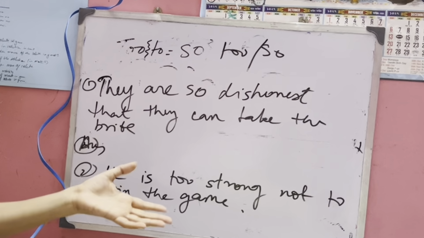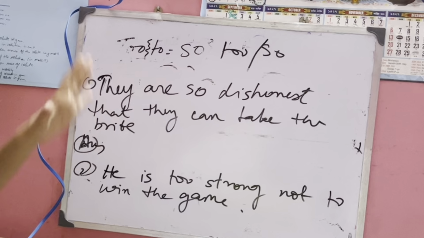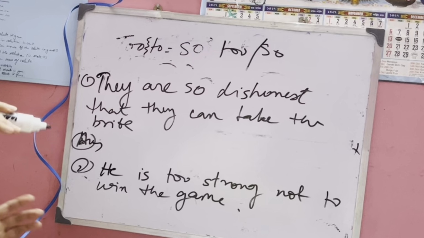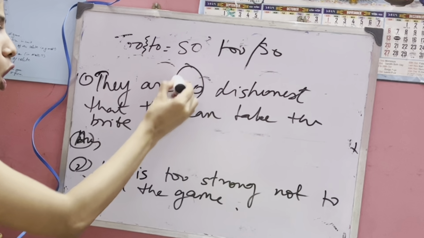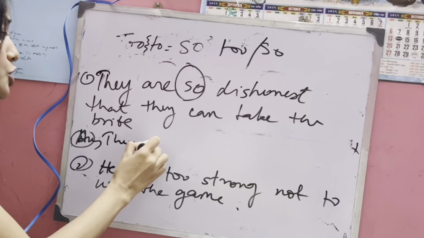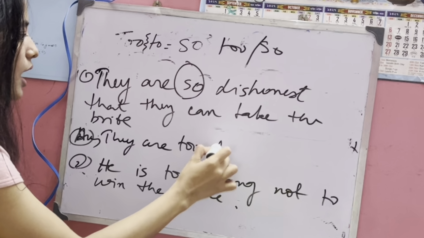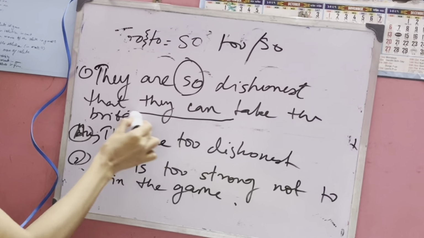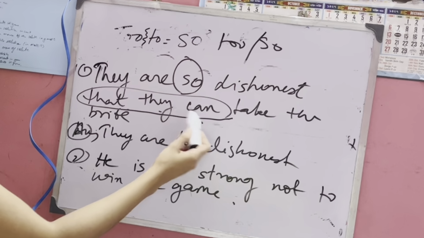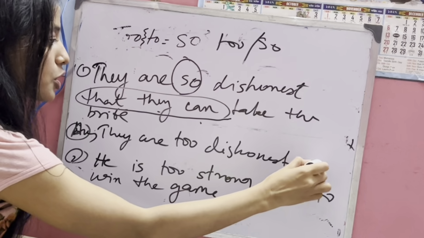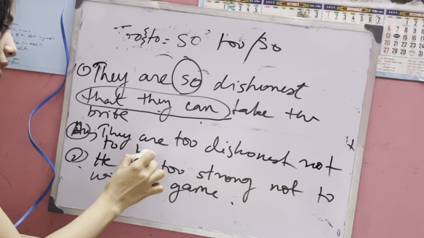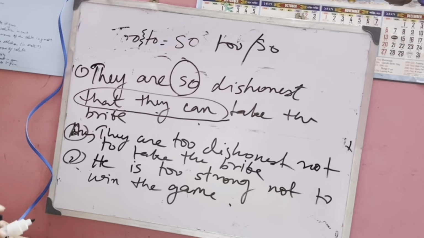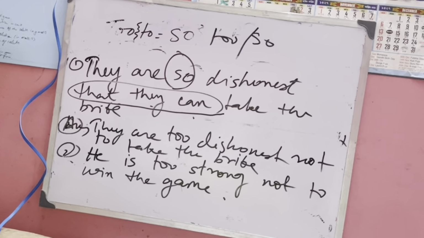They are so dishonest that they can take the bribe. So now this is a positive sentence. So we would have to convert it into a negative sentence by including no, not. So they are so dishonest. So they are too dishonest. They are too dishonest that they can, it's not written cannot, so we would have to include not to take the bribe, which means that they are very dishonest and so they will definitely take the bribe.